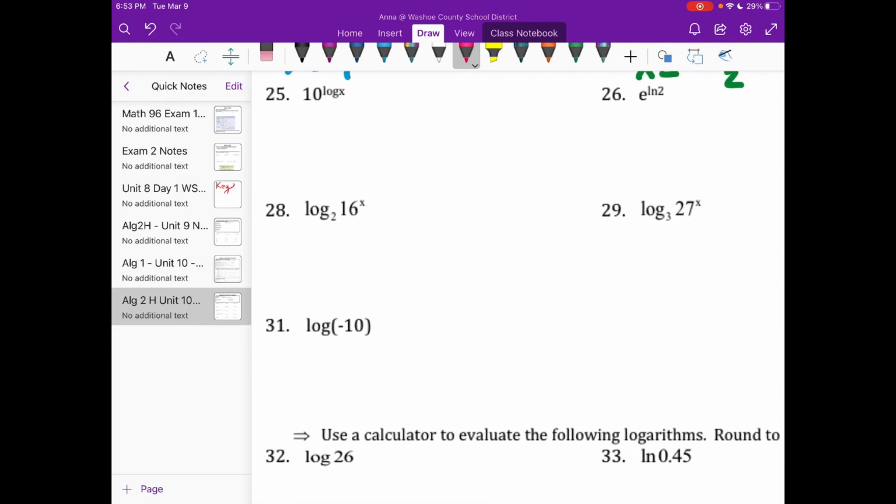All right. Go ahead and do 25 on your own. So go ahead and pause your video, do 25. There's my work on 25, right? Same base, same base. So it should have been x on that one.